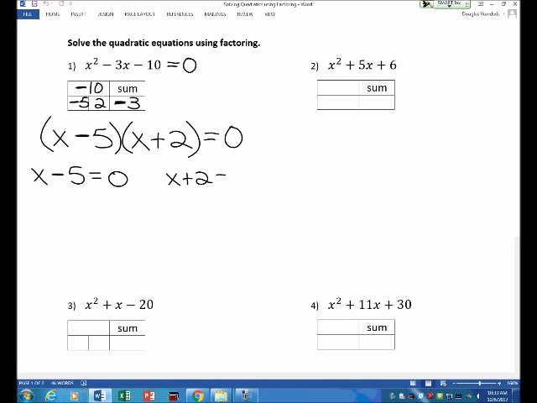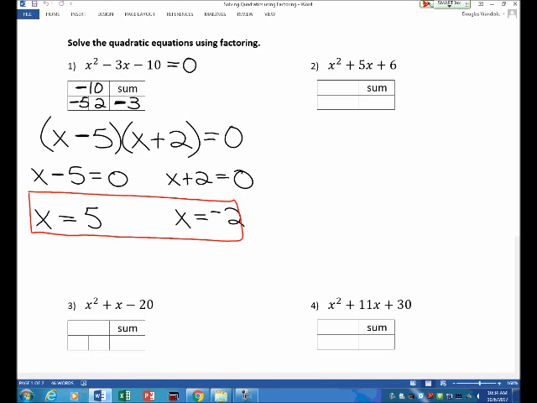All right, so let's see. What number minus 5 makes 0? 5. What number plus 2 makes 0? Negative 2. Excellent. So those are the zeros for this quadratic function. Now again, I would stop here. I am done. I have my answers. There are 2 of them, and they are 5 and negative 2. But how do I know if they're right?